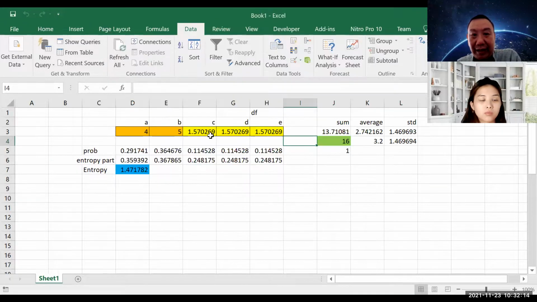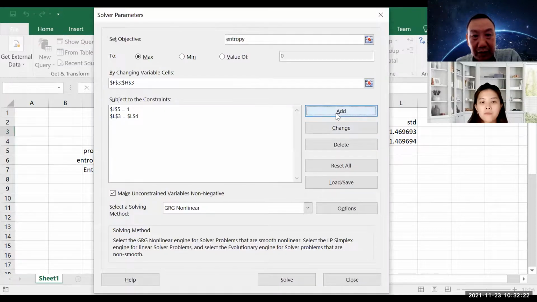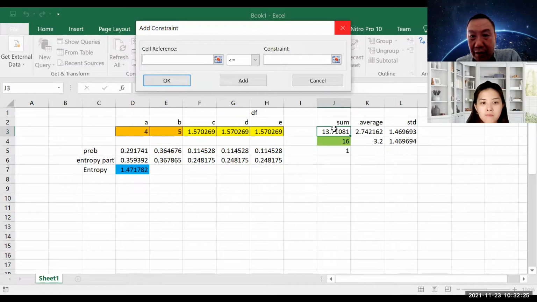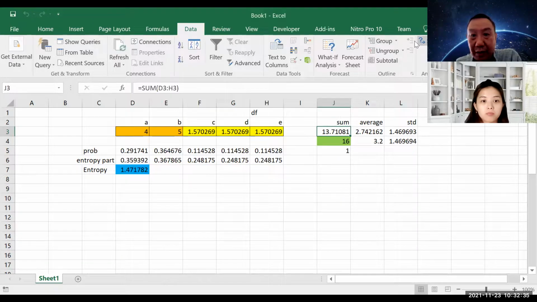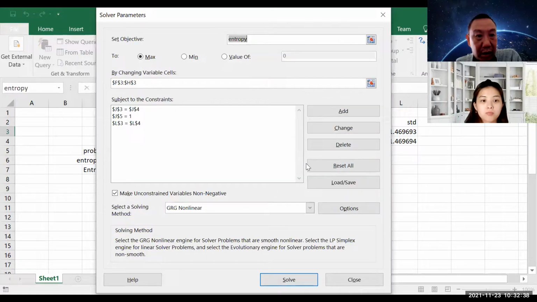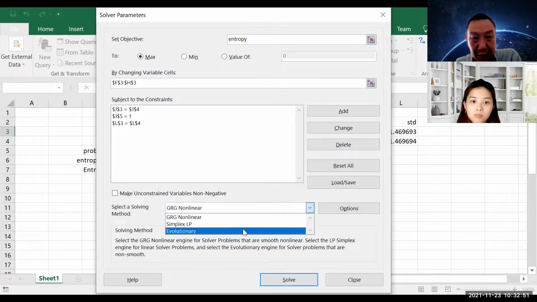Oh, it cannot find the solution again. But the sum is no longer 16, so you can add one more constraint. What is the constraint? I want the sum to be equal to 16, and then try to solve it. If it still cannot find a solution, we can try non-negative. Still cannot find, then we try to use evolutionary. Okay, we try to use evolutionary.